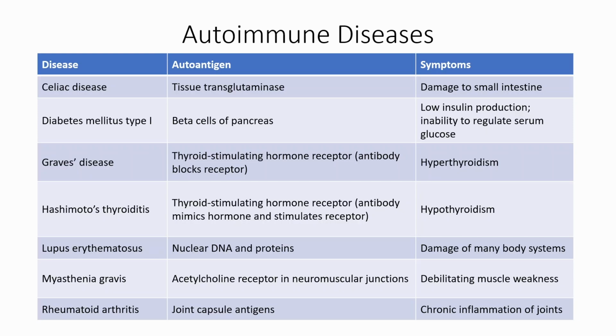Hashimoto's, the thyroid stimulating hormone receptor is also the target, but we're going to mimic the hormone. In this case we have hypothyroidism, and because it's hypothyroidism, the thyroid is underproducing, underacting. And so this way you're not producing the hormones that you need.